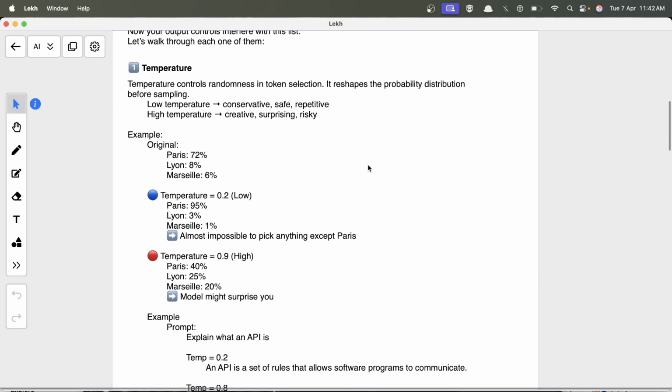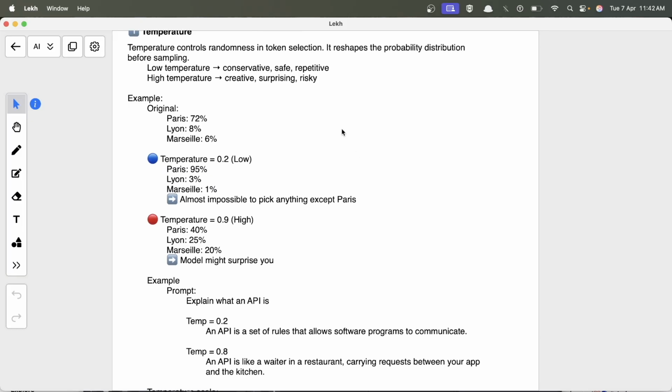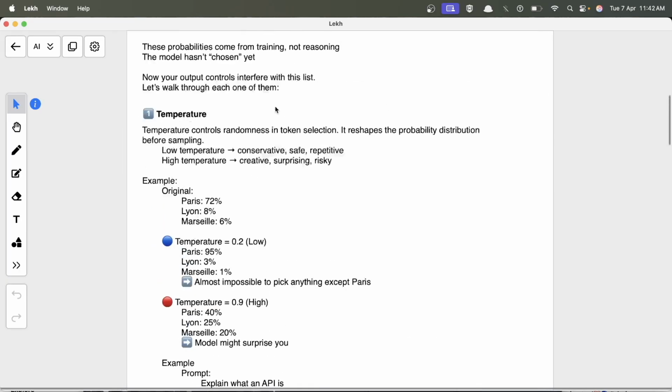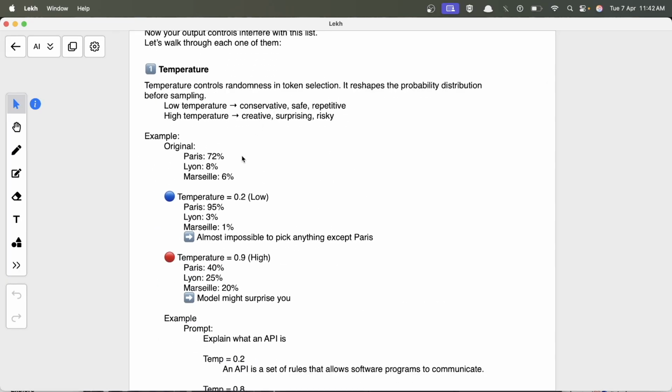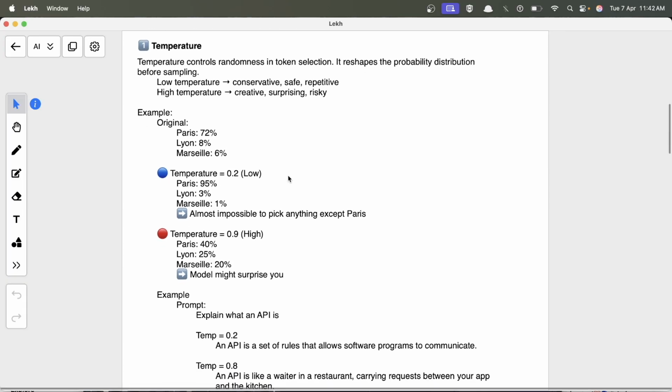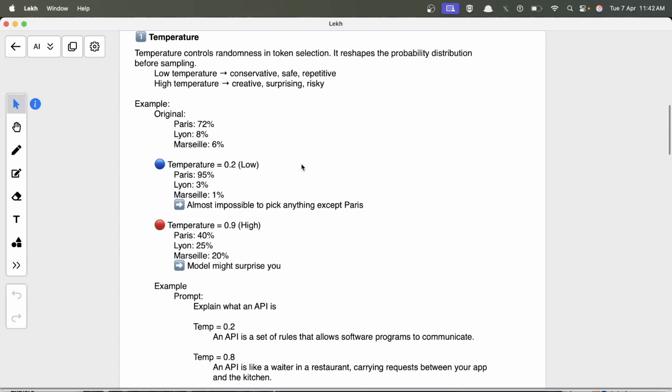So let's take an example to understand that. So let's say the original probability distribution for the same input. Let's say Paris is 72%, Lyon is 8%, and Marseille is 6%. Now let's say we tweak the temperature to low or high values. So temperature value can be from 0 to 2. Some models may allow you to set the temperature to 2, some may allow you to set the temperature to 1. But 0 is the lowest, and 1 or 2 may be the highest temperature that is allowed to set on a model.